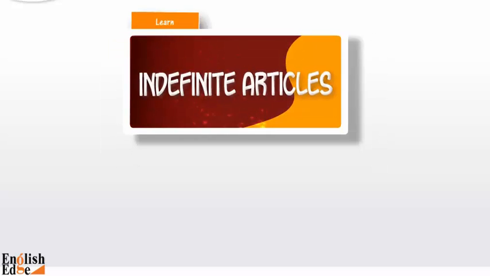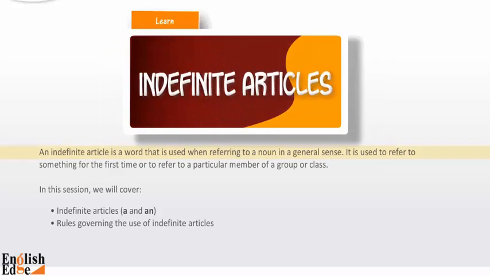Welcome to the session on indefinite articles. An indefinite article is a word that is used when referring to a noun in a general sense. It is used to refer to something for the first time or to refer to a particular member of a group or class. While going through this session, we will understand the use of indefinite articles such as a and an. We will also look at the rules governing the use of indefinite articles.